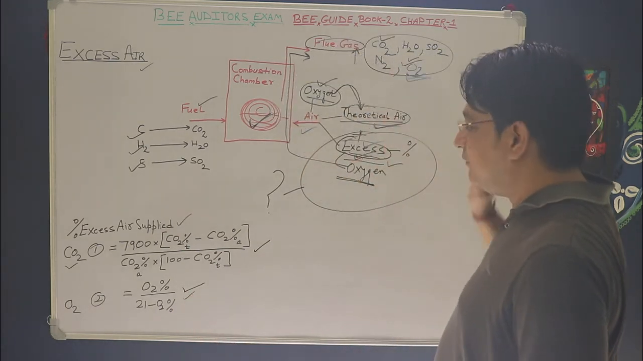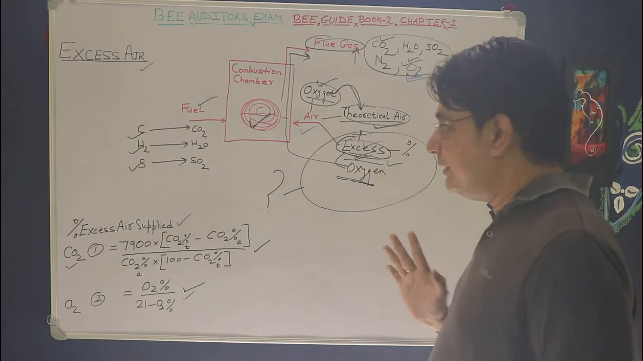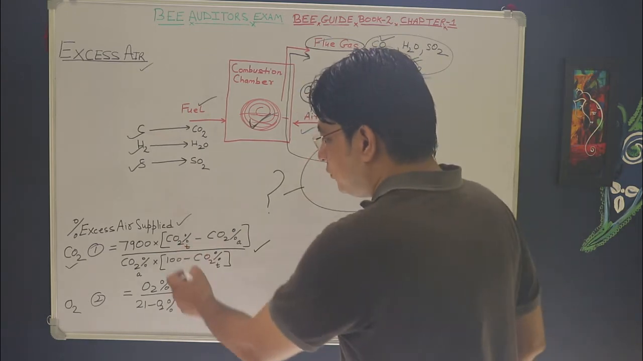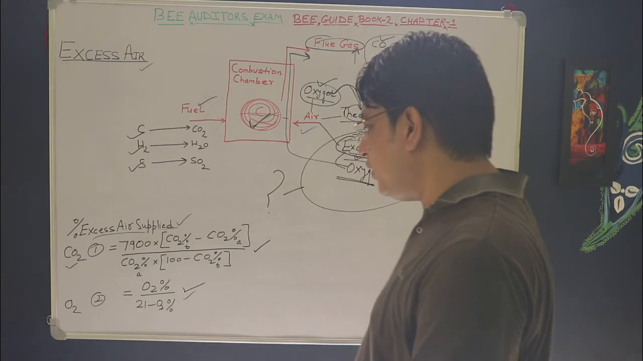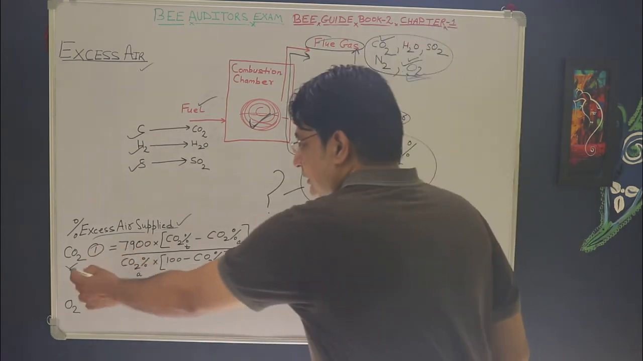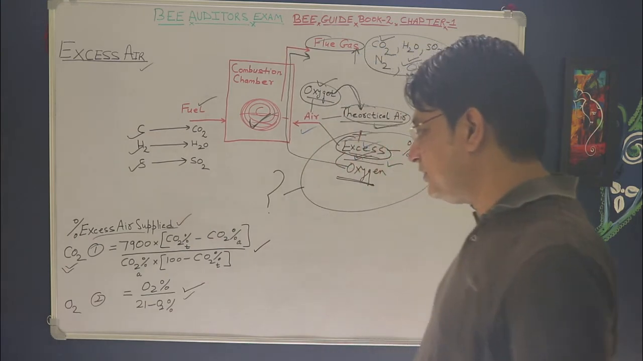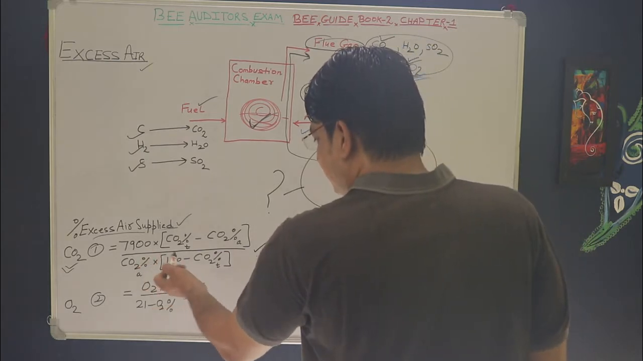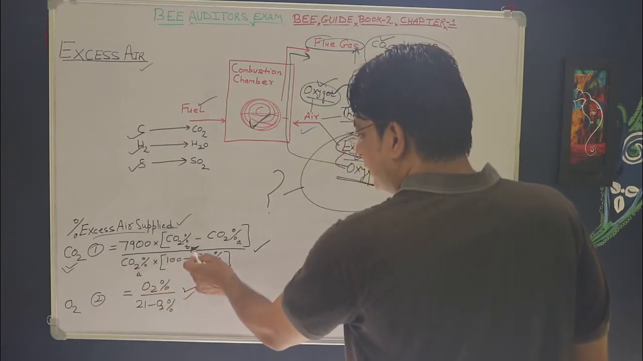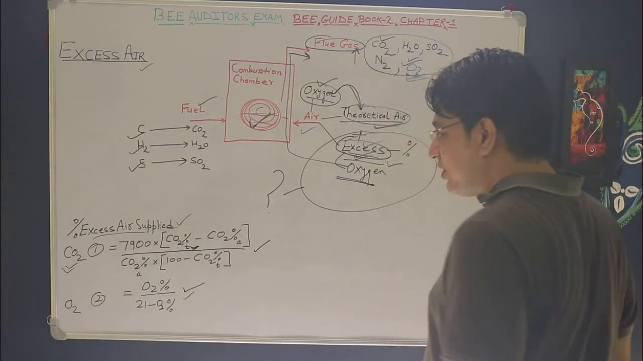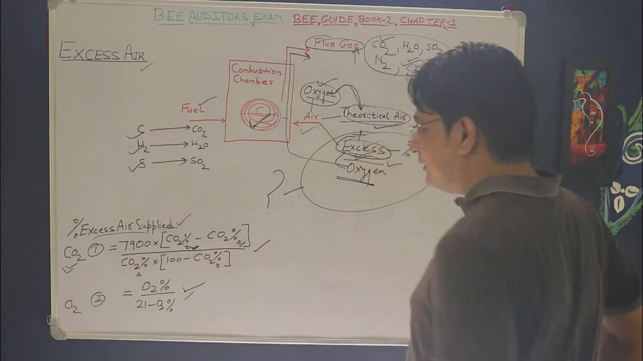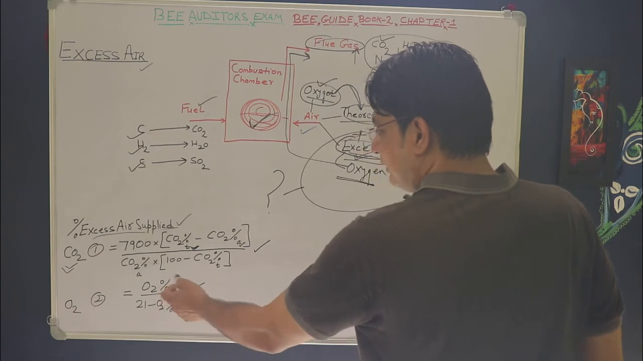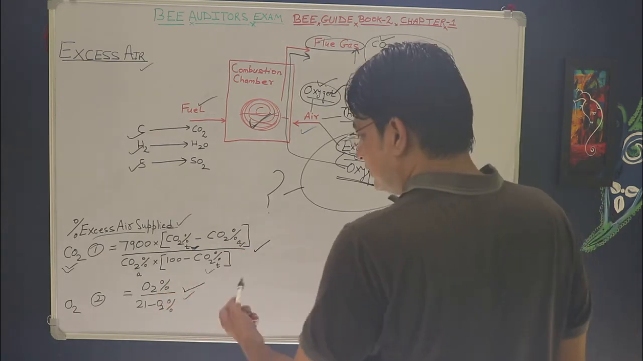You just need to measure the value of oxygen on the flue gas side, and once the value has been measured, you just have to put the values over here and you can calculate the percentage of excess air supplied very easily. Now we will see the case where we have measured the percentage of CO2. The formula of excess air supplied is given as 7900 multiplied by CO2 percent theoretical (this T means theoretical value I am considering) minus CO2 percentage A, that is actual, which you have measured over here, divided by CO2 percentage actual multiplied by 100 minus CO2 percentage theoretical.